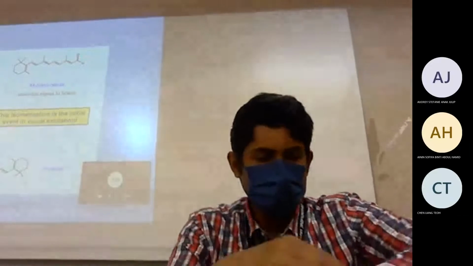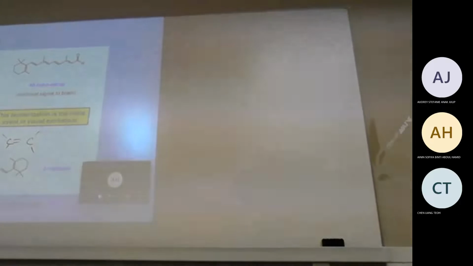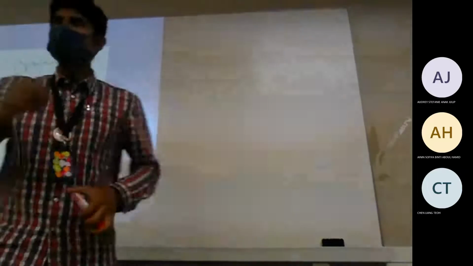Now tell me, which one is easy to be transformed? Cis or trans? This will be cis. Let us say that here there is a double bond, and this group and this group are on the same side of the carbon. There is one carbon here, one carbon there. CH3 is here, and then it has CH2OH.